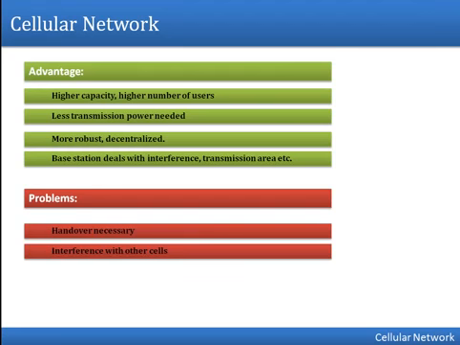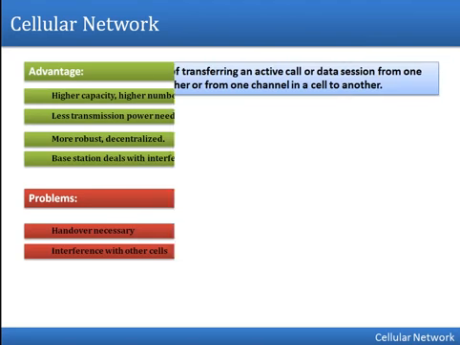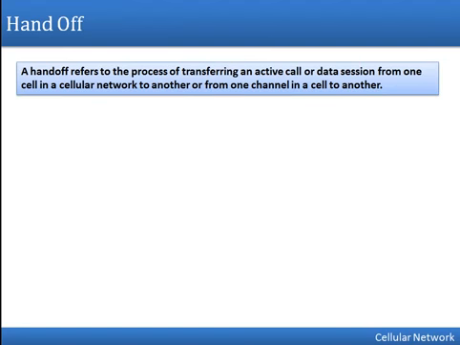So the problem is, first, as the number of base stations increases, when a user is on an active call and is moving from one cell to another cell, there will be an overhead for transferring an active call from one base station to another base station. This process is known as handover. And second, interference with other cells. So before reusing a frequency, we have to first see whether two co-channel cells are far enough or not. Now let's see this handoff concept as well.